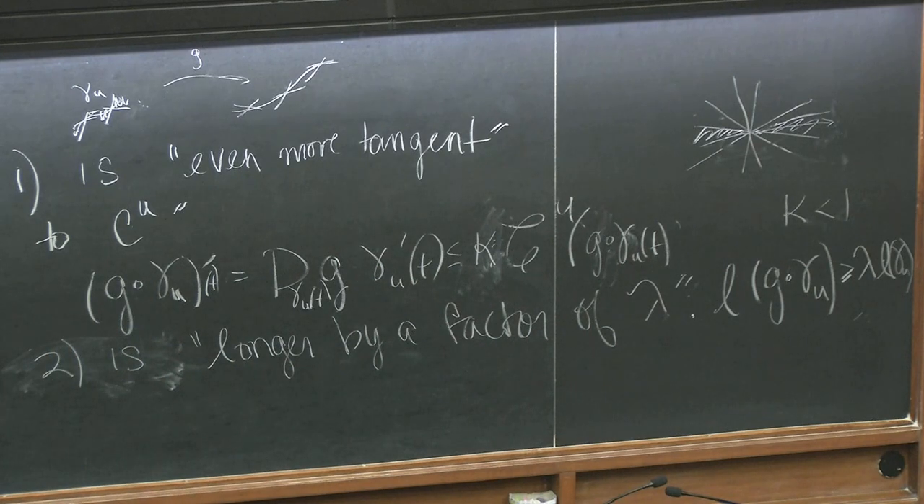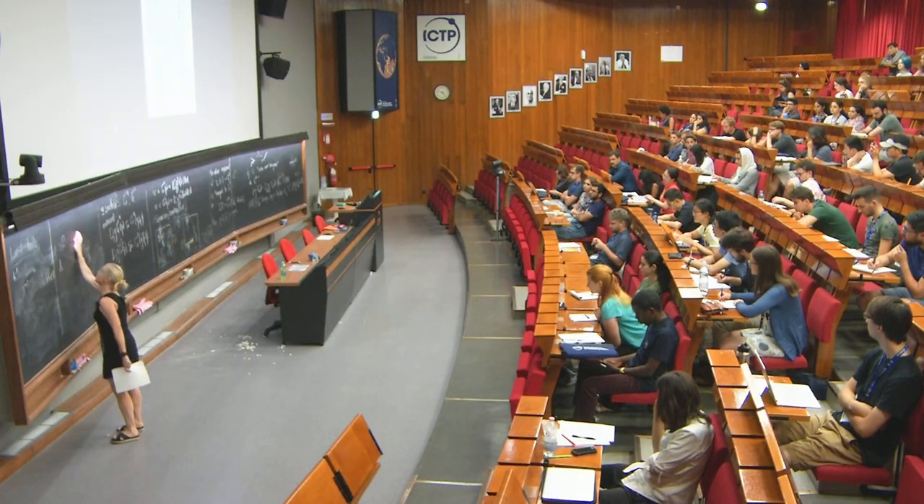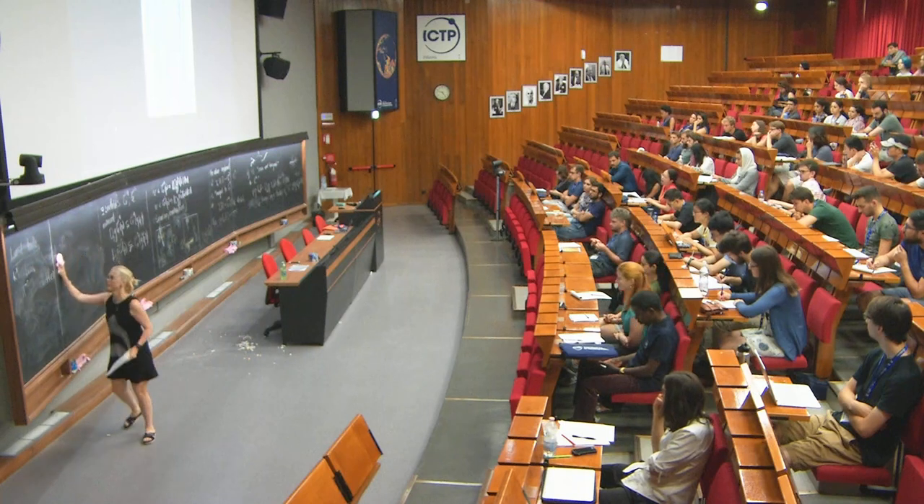Okay. So we're going to use these two facts that he established last time to construct foliations that are invariant, stable and unstable foliations, for an Anosov diffeomorphism on the two torus. Then we're going to examine one of the key properties of these foliations.